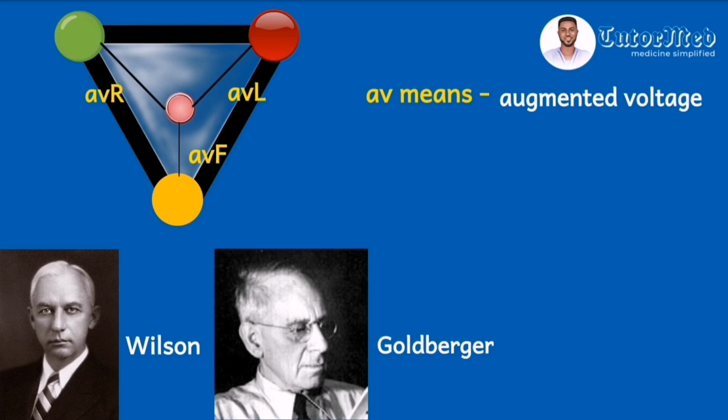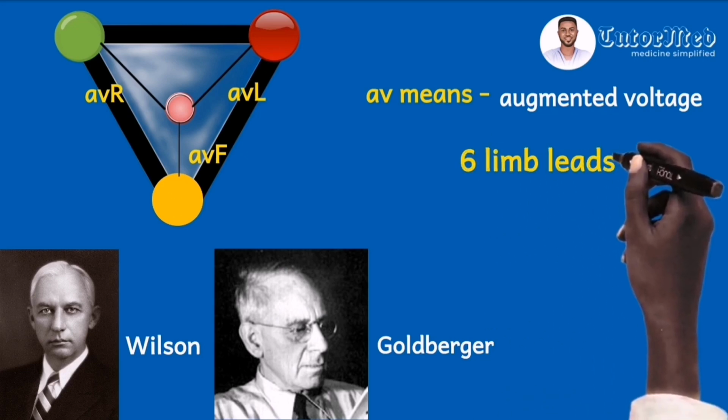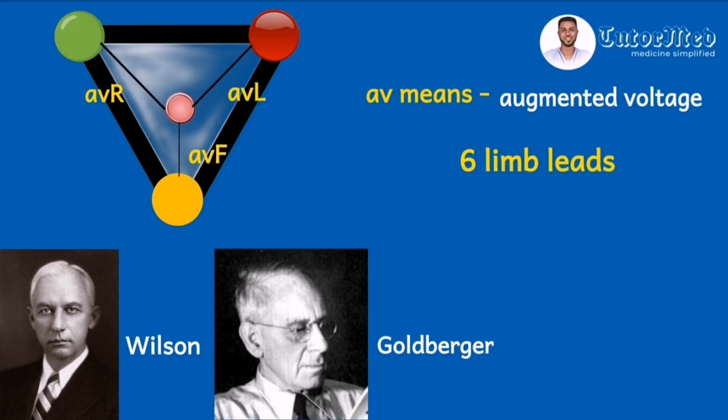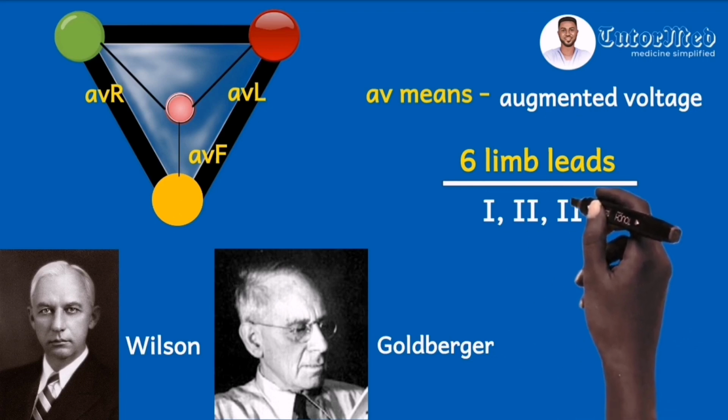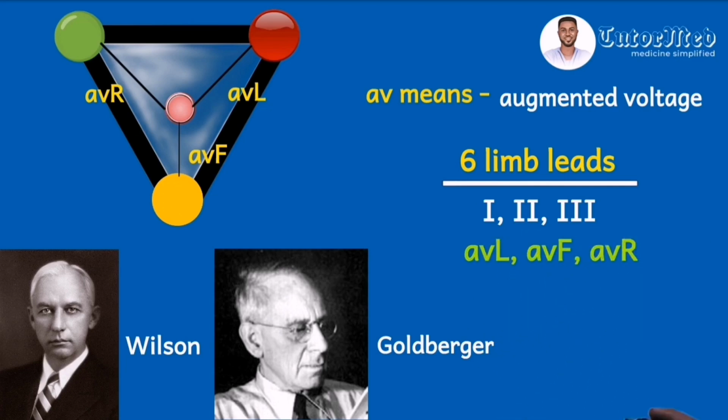We will see this soon, but please note that the augmented voltage is so named because the machine has been programmed to augment the readings of these leads so that they can be conspicuous enough to read. And so, putting all these together, it means we have 6 limb leads. The ones generated by Einthoven are called standard leads. And so we have leads 1, 2, and 3. And the ones generated by these two gentlemen are called augmented leads, AVL, AVF, and AVR.